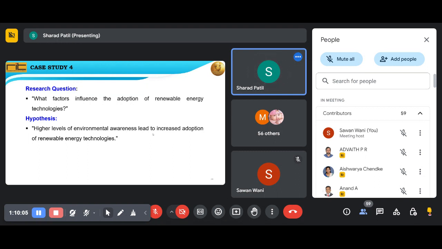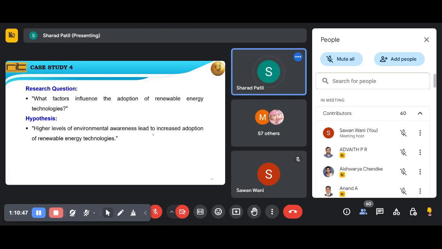If you are going to create awareness about the environment, about the resources, about the impact of non-renewable energy sources on the environment, then automatically the resources and policies available for renewable energy technologies will lead towards the adoption of renewable energy technology. So there are different factors which influence adoption, and one of them is environmental awareness, which can lead towards the adoption of renewable energy technologies.